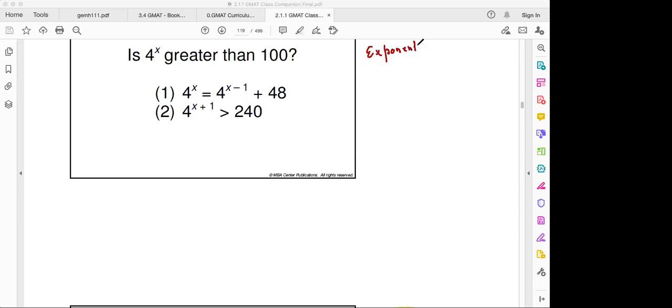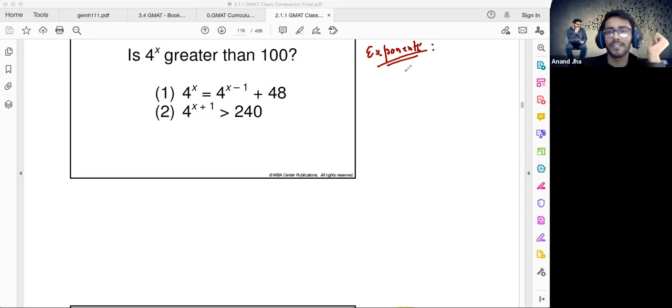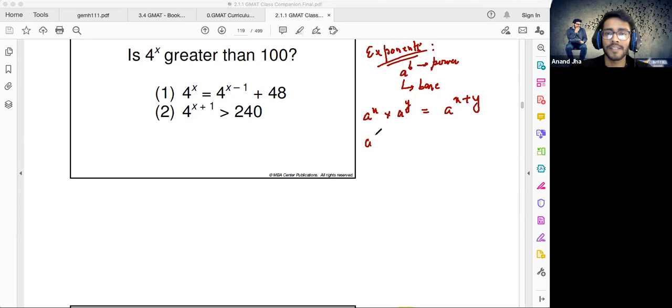Let me explain quickly. Exponent is nothing but a power b, where b is called the power and a is called the base. There are certain rules for exponents: a power x into a power y. When the base is the same and they are multiplied, powers get added. When the base is the same and they are divided, powers get subtracted. Power raised to power: powers get multiplied.